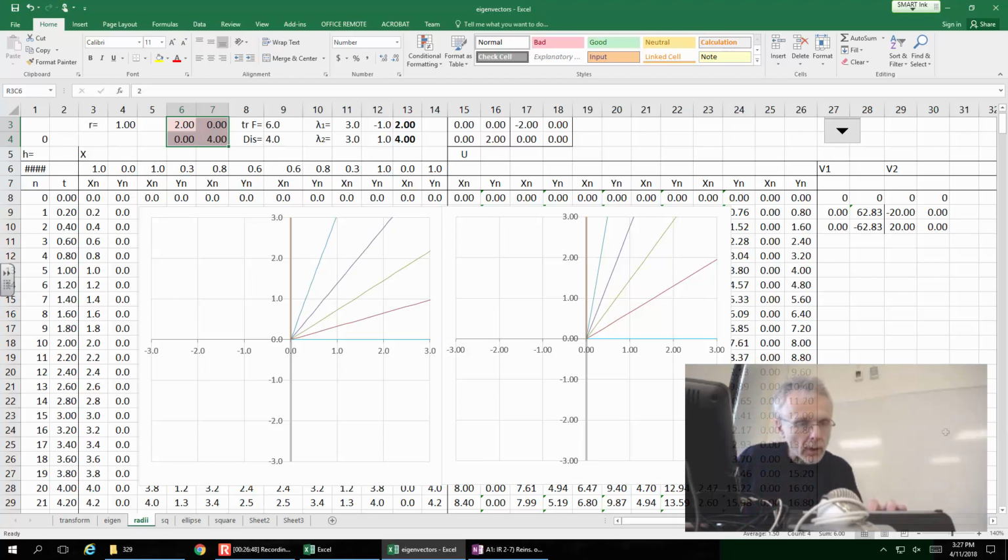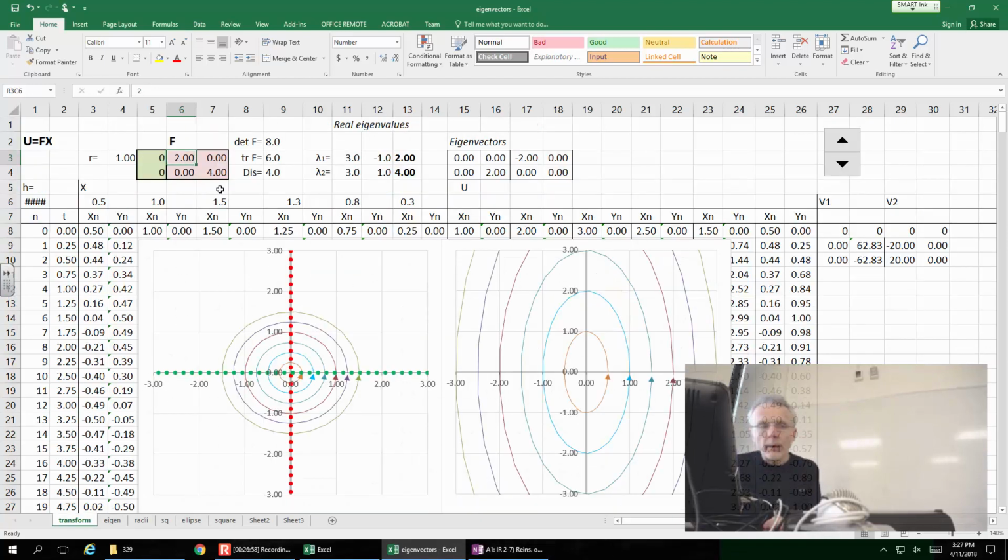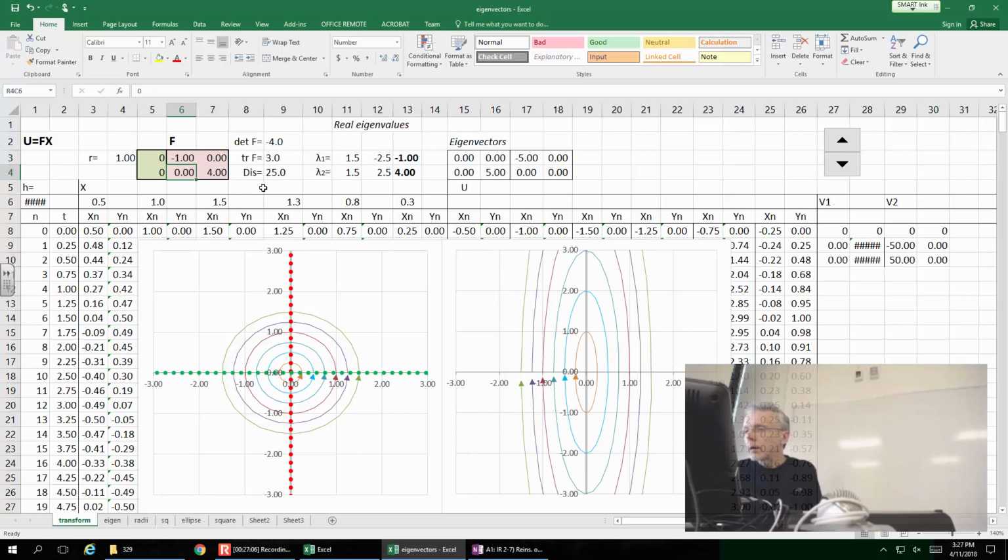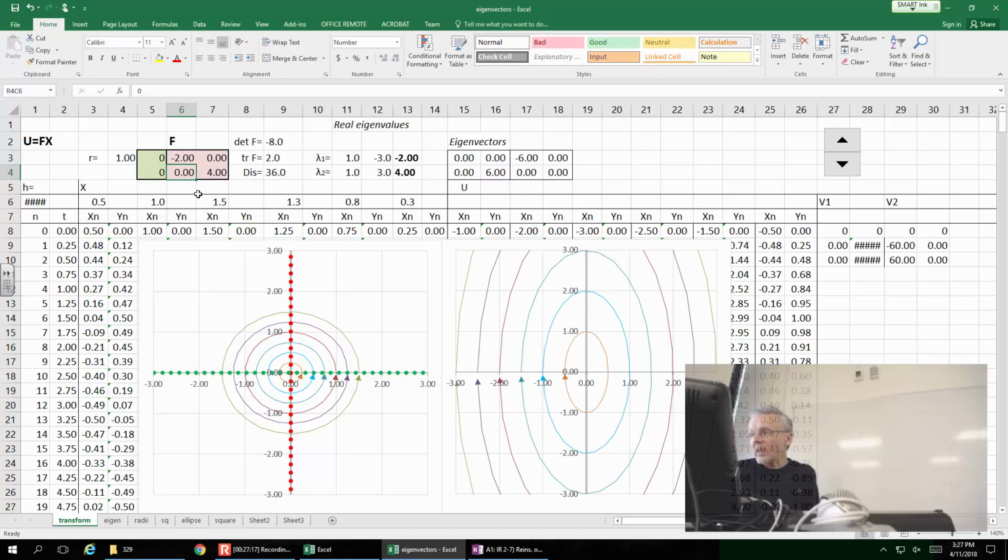Okay, so what else? Let me try this one. If I put here -1, what happened? We still have, well, let's put -2 here. -2. So we have the same exact ellipses. I had 2, I had ellipses. I have -2, I still have ellipses.